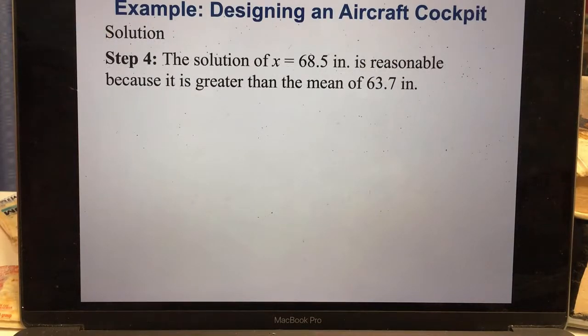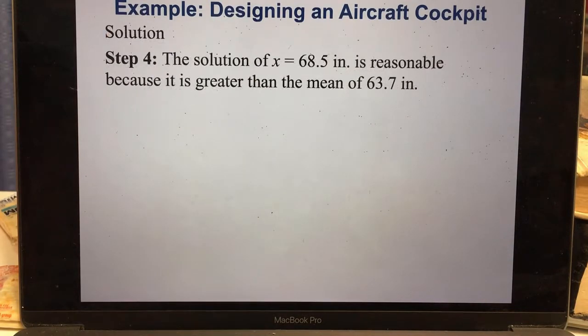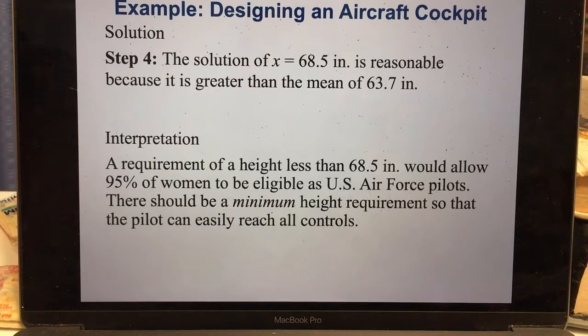And 68.5 inches is reasonable because it is greater than the mean of 63.7. So basically 68.47, they're just rounding it to 68.5, which is a reasonable parameter to use. Okay, so a requirement of a height less than 68.5 inches would allow 95% of women to be eligible as U.S. Air Force pilots.